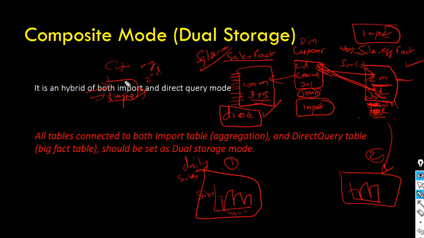In this case, what will happen is the new customer Stephen is not available here, and you go and fetch only the sales column from the sales fact table. The customer, you are fetching it from this table.